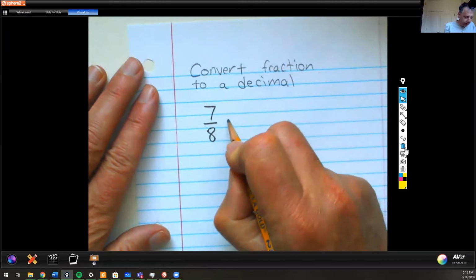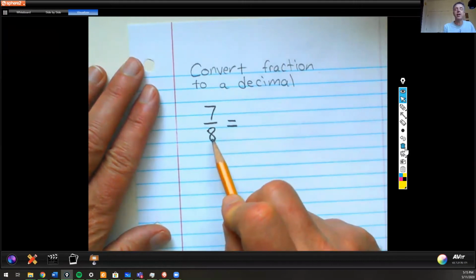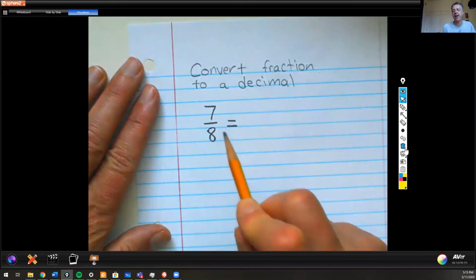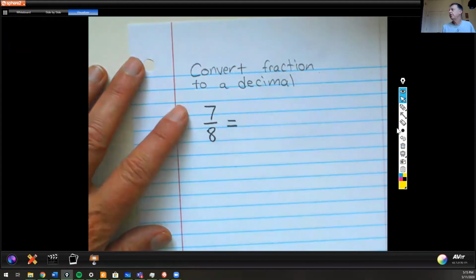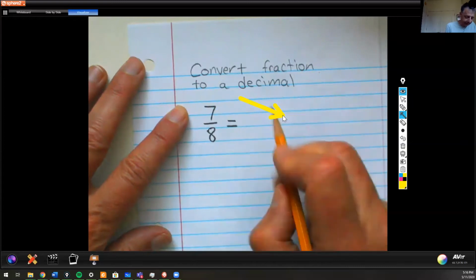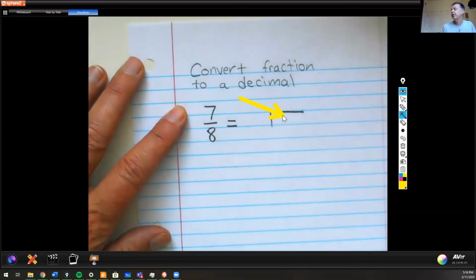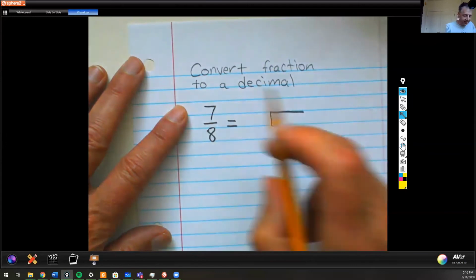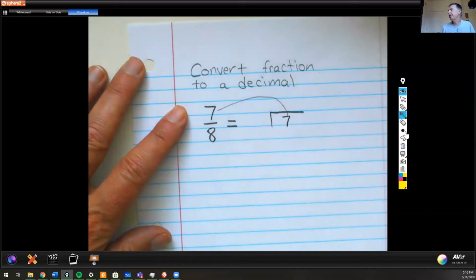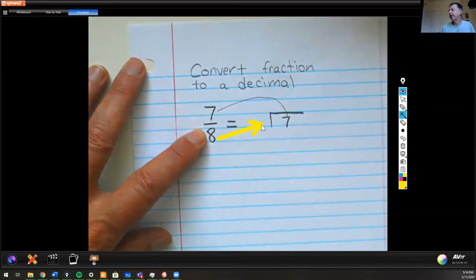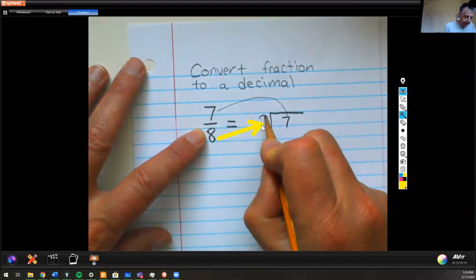And the key to converting a fraction into a decimal when the denominator is not 10, not 100, or not 1,000 is to divide. We're going to be dividing the numerator, which is the number at the top. We're going to divide the numerator by the denominator. The numerator goes inside the dividing box, so that 7 goes inside the dividing box. The denominator, which is 8, is going to be going on the side as the divisor.